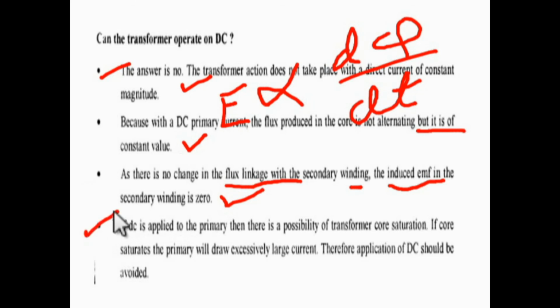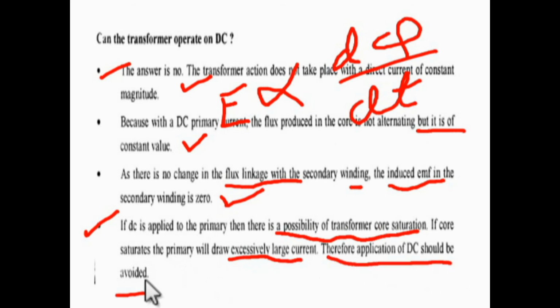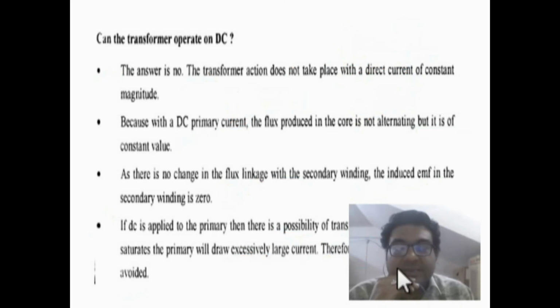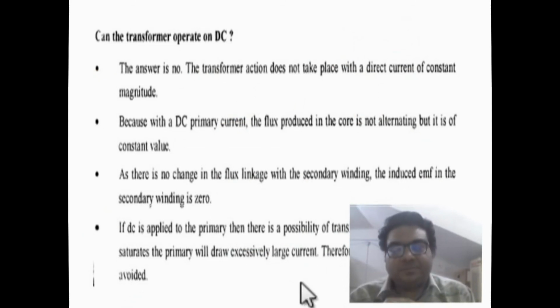So guys, the fourth sentence: if DC is applied to the primary, then there is a possibility of transformer core saturation. And if the core saturates, the primary will draw an excessive large current. Therefore, application of DC should be avoided. A large current can enter the primary of the transformer. So therefore, guys, this is the answer: on DC supply, the transformer does not operate.